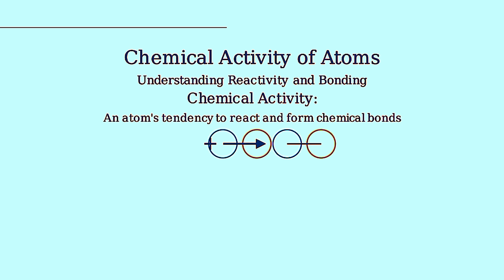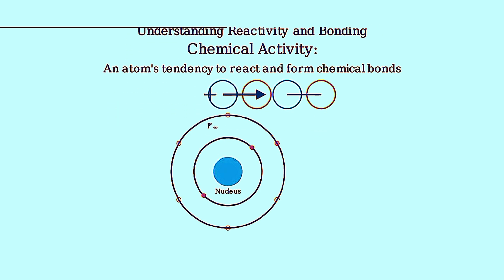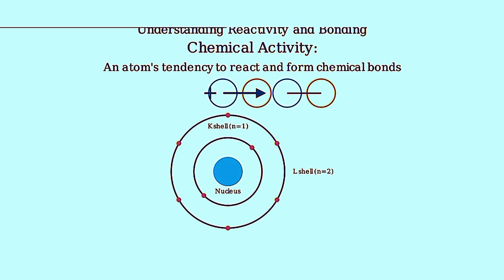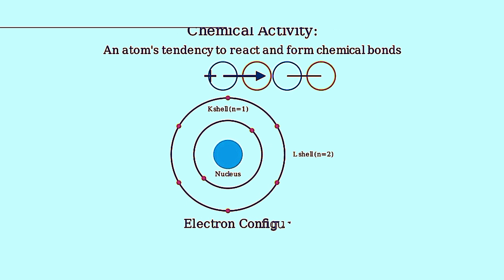To understand chemical activity, we first need to examine the electronic structure of atoms. An atom consists of a nucleus containing protons and neutrons, surrounded by electrons that orbit in shells or energy levels. The way these electrons are arranged in shells is called the electron configuration, and it's the key to understanding chemical activity. One of the most important principles governing chemical activity is the octet rule.